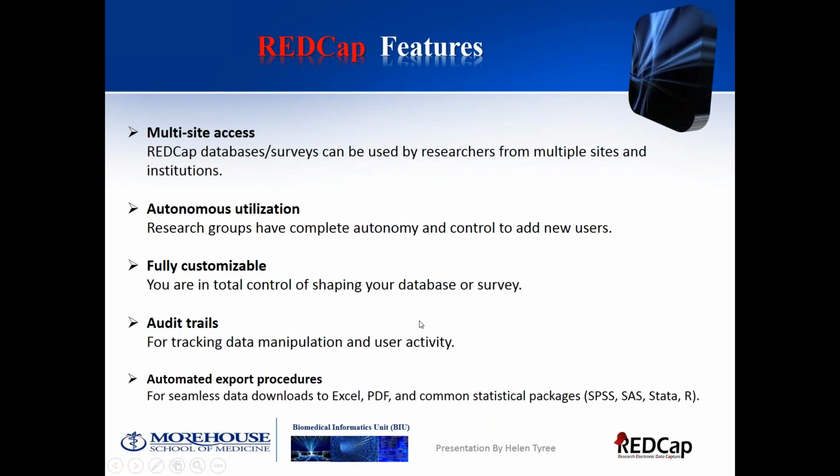And you can give multiple sites access. It can be used by researchers from multiple sites and institutions. Research groups have complete autonomy, I can never say this word, okay, you guys know it, and control to add new users. So in other words, you have full control over your data. However you set it up, whatever users you want to have on there, you have access. You can give them access to whatever level you would like for them to have. You are in total control.